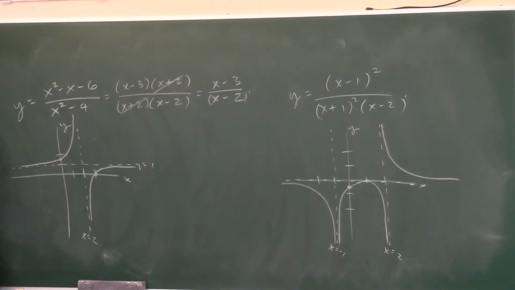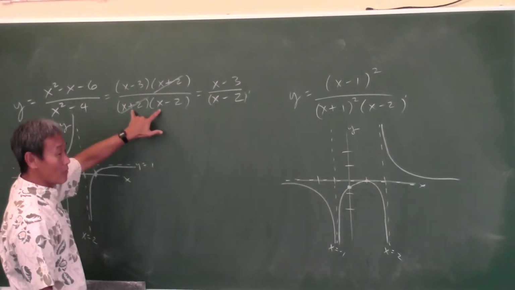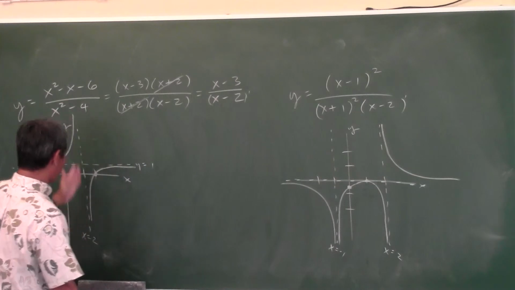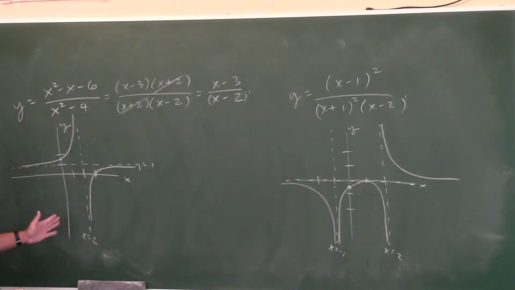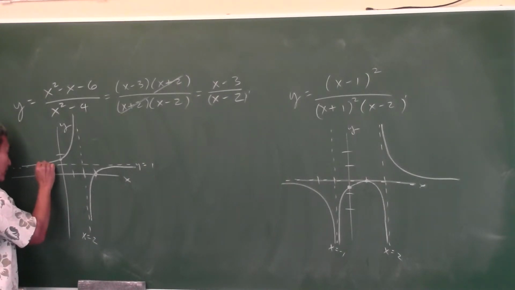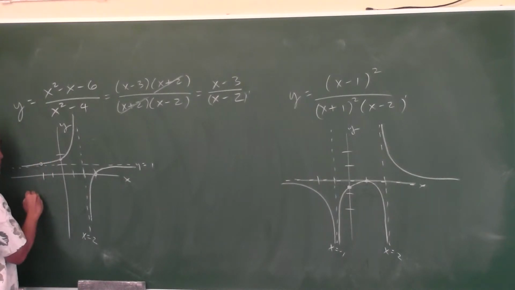No, why not? Because if you look at the original problem, what's the domain? x cannot equal -2 or 2. x cannot equal 2 because you've got a vertical asymptote, but x cannot equal -2 either. So when x is -2, you have to put, what is that called? It's called a removable discontinuity.